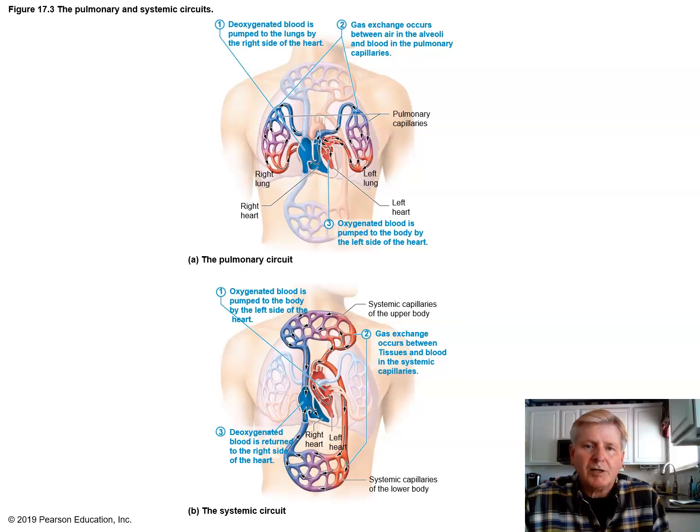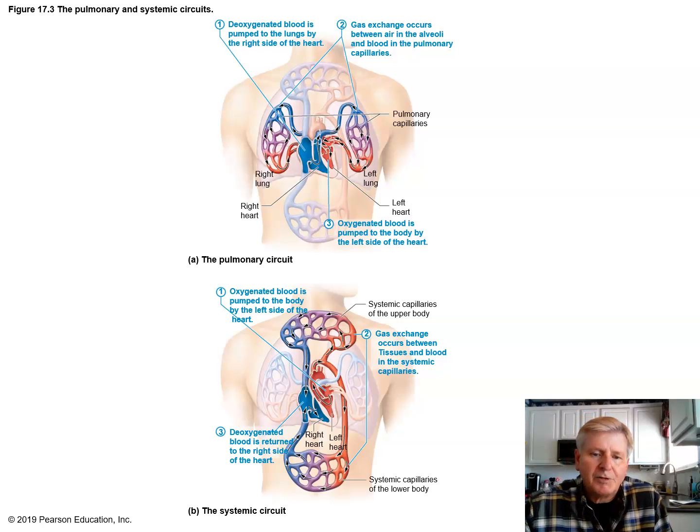So your deoxygenated blood is pumped to the lungs by the right side of the heart, where you get gas exchange occurring between the alveoli and the blood in the pulmonary capillaries. And then the oxygenated blood is pumped to the body by the left side of the heart, which is colored red because it's carrying oxygenated blood. So this is the pulmonary circuit.